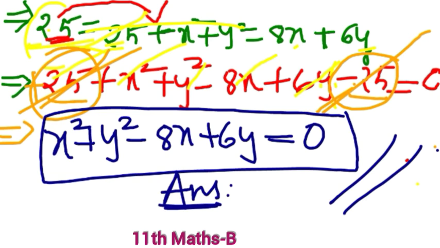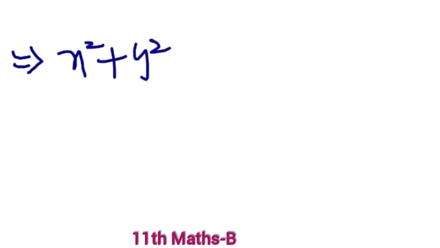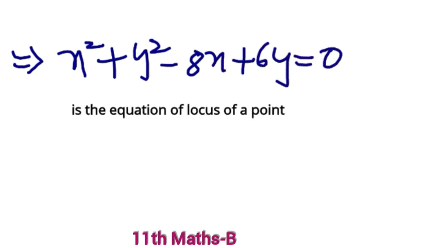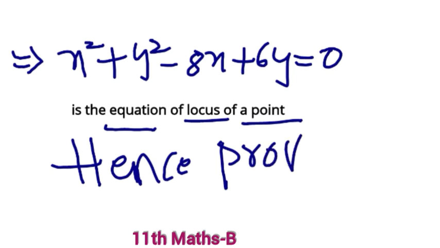Okay, this is the answer. So here x square plus y square minus 8x plus 6y is equal to 0 is the equation of locus of a point. Hence proved.